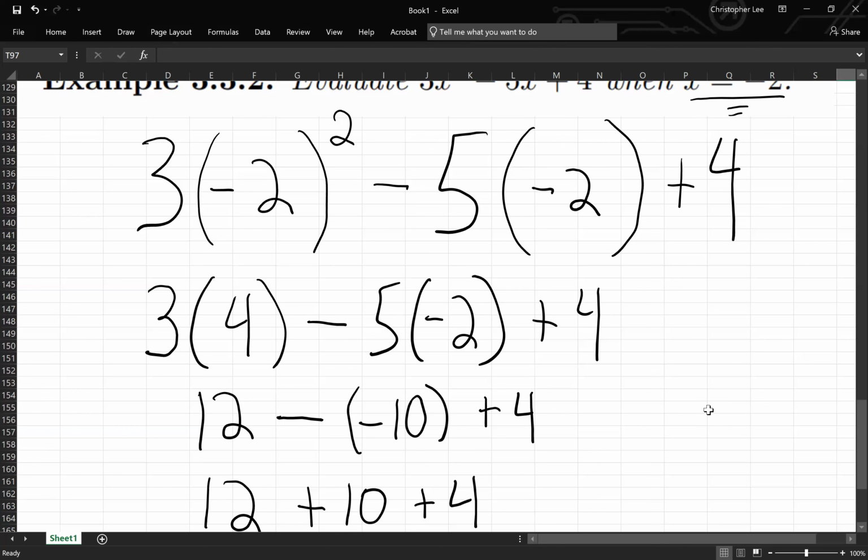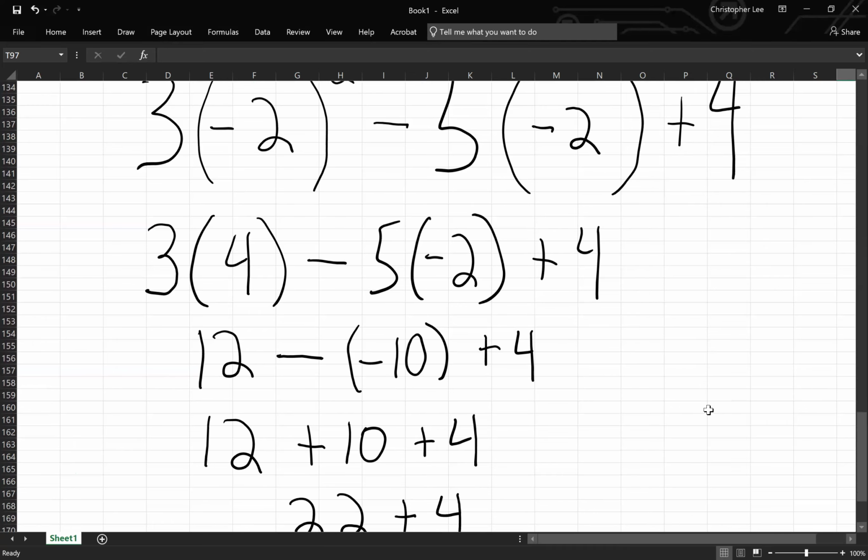So you said you add the 12 plus the 10 plus the 4? Mm-hmm. Straight across, and that's it.